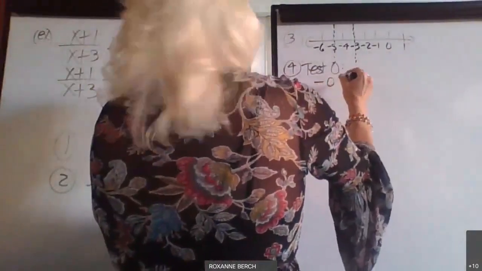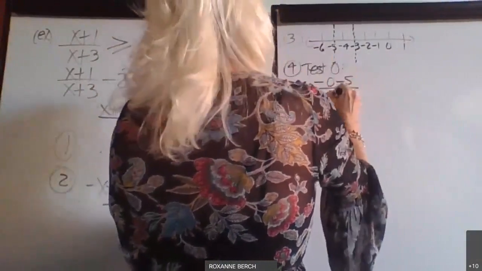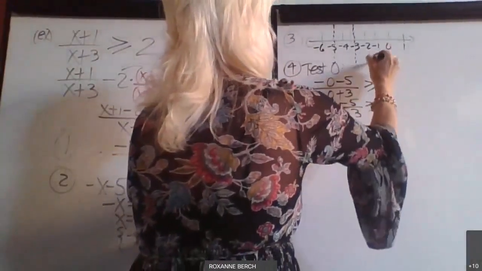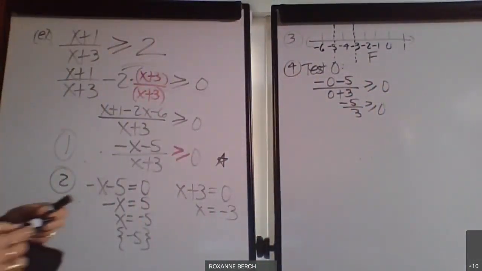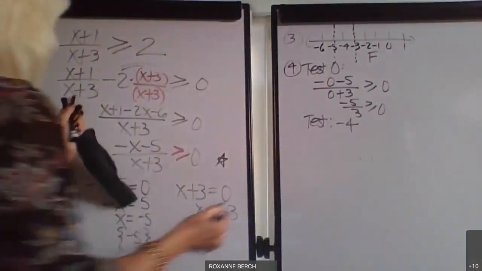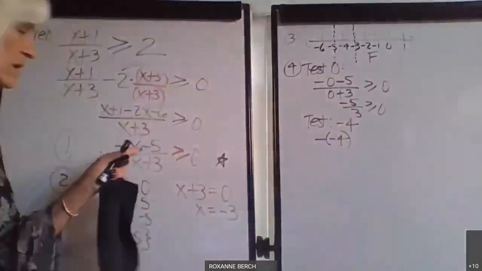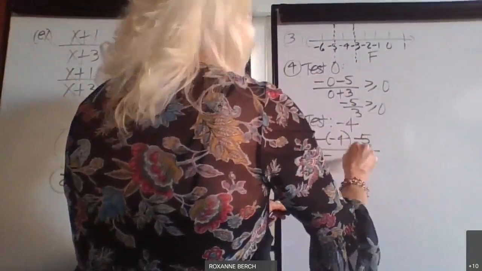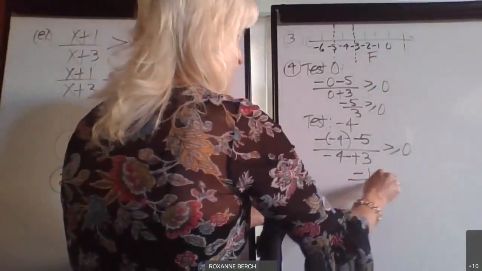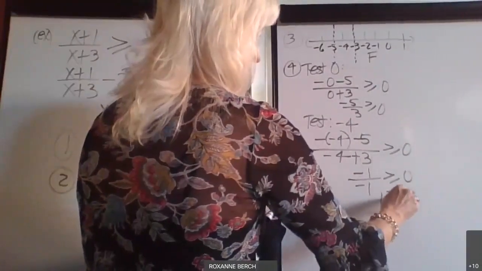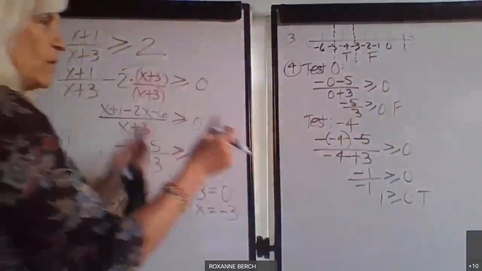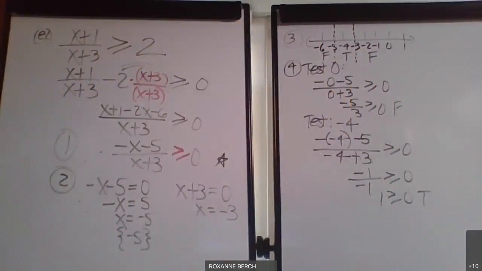So we have negative 0 minus 5 over 0 plus 3. Is that greater than or equal to 0? Is negative 5/3 greater than or equal to 0? That's false. Okay. Now we're going to test negative 4. So this would be negative of a negative 4 minus 5 over negative 4 plus 3. Is that greater than or equal to 0? So that's negative 5 plus 4 is negative 1 over a negative 1 is a positive 1. So this one was false. This one is true. And I'm just going to guess, since there's nothing fishy going on, that's false. And you can test it out if you want to.